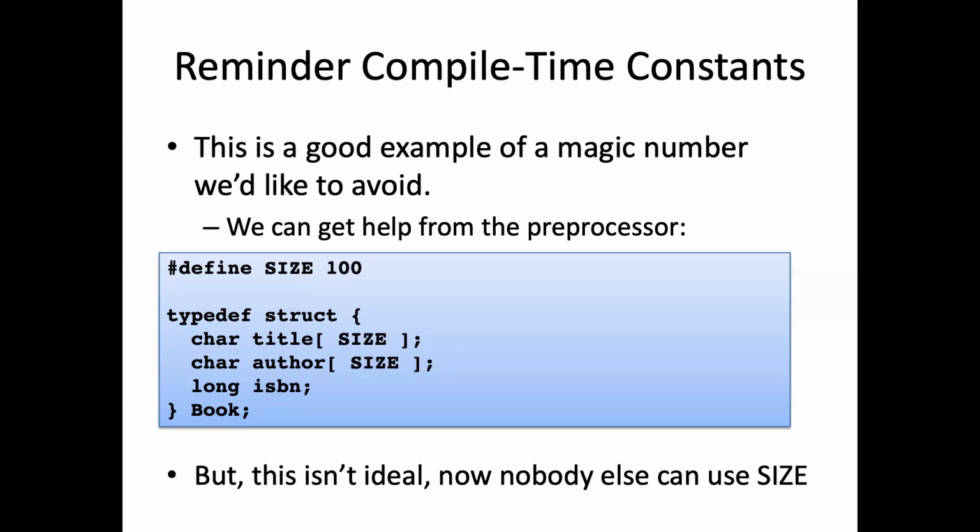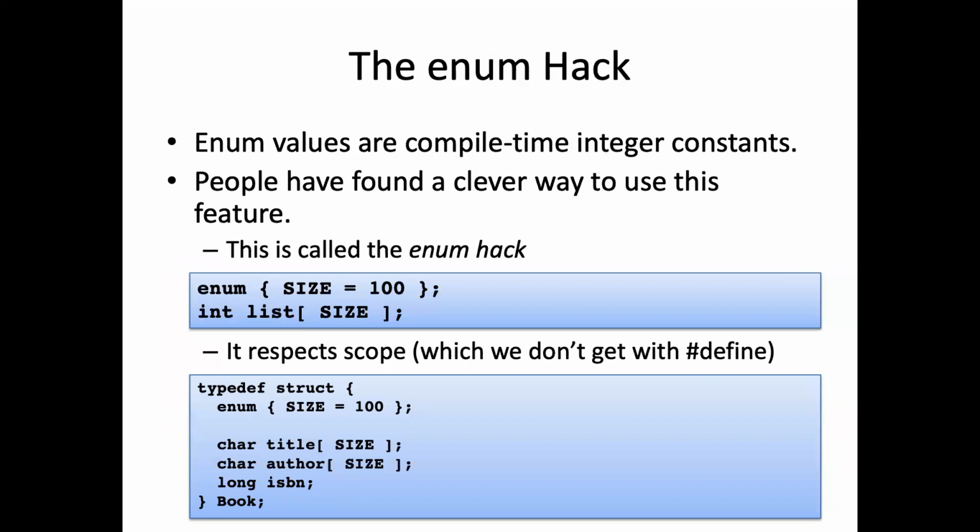If some other piece of code wanted to use a preprocessor constant named the same thing, the preprocessor is going to complain. It's going to say you're defining the same thing twice, because symbols defined with the preprocessor don't obey scoping rules. They all have global scope. But enumerations, we just said, do respect the scoping rules.